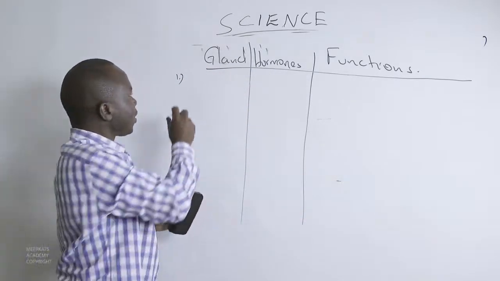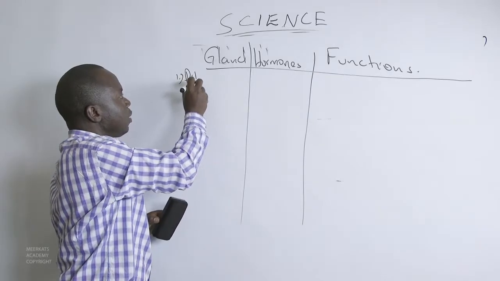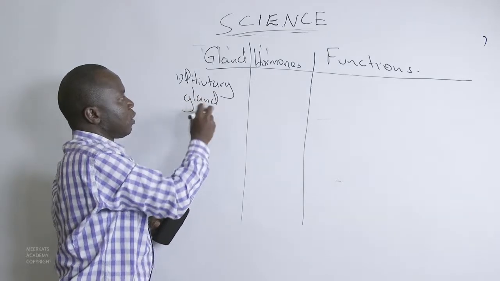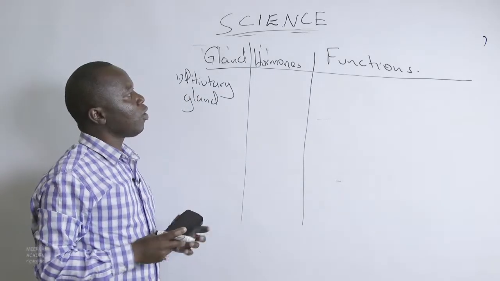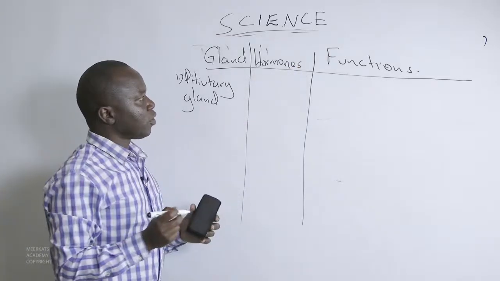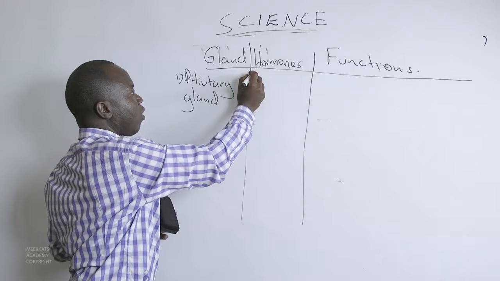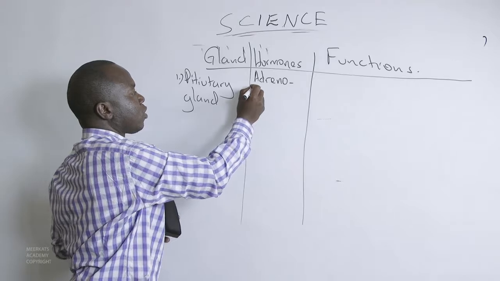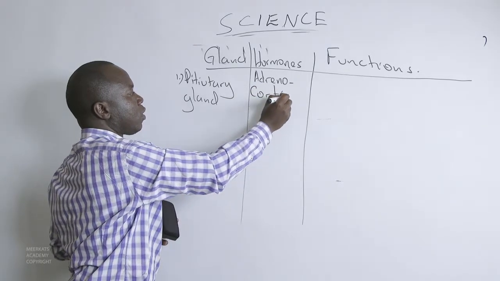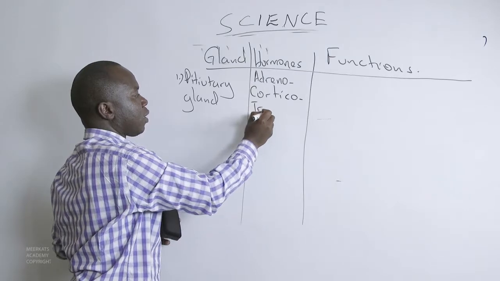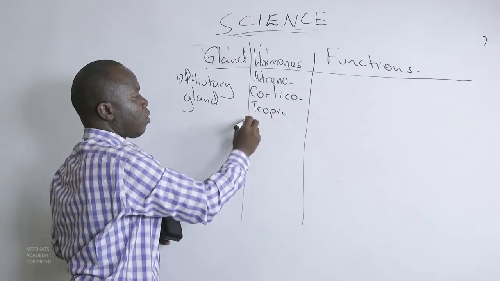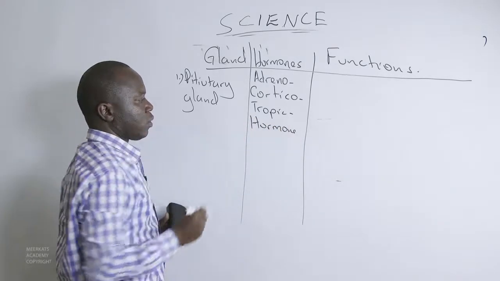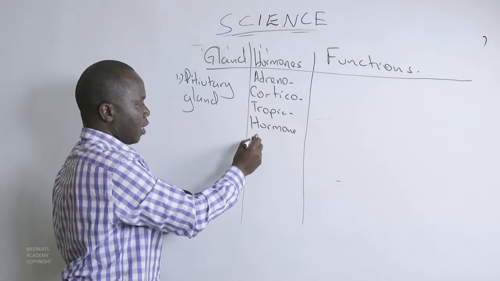So one very major important gland is found in the brain, called the pituitary gland. Pituitary gland secretes several hormones. So the first one, we shall look at a hormone called Adrenocortical Tropic hormone. It is abbreviated as ACTH.